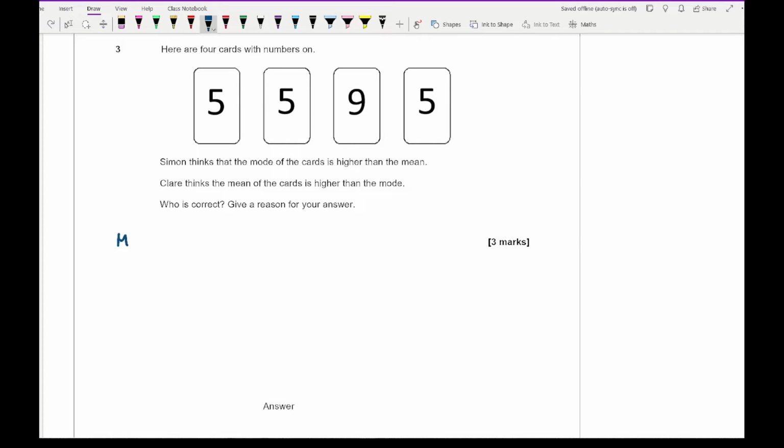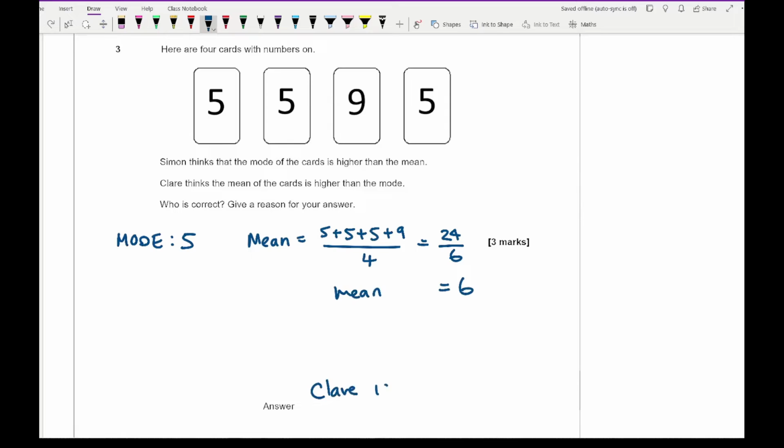So for this, what you want to do is first of all work out both the mode and the mean. So the mode is going to be the most popular, so that's 5. Then to work out the mean, what they need to do is add up all of those numbers and divide by how many numbers there are. So that gives me 24 divided by 4, which equals 6. And so the mean is higher than the mode, and so that means that Claire is correct. So Claire is correct, as the mean is greater than the mode. So something along those lines would be absolutely fine.